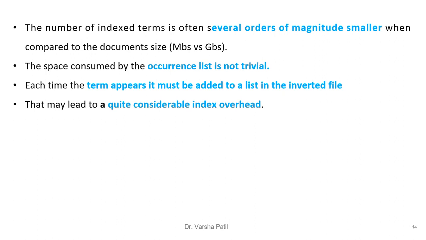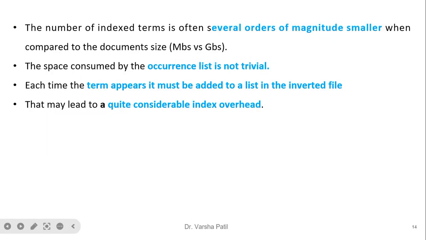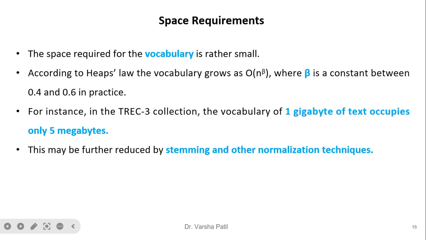The number of index terms is often several orders of magnitude smaller when compared to document size. The space consumed by the occurrence list is not trivial. For example, this is a very small file of only 2 to 3 lines. Even for large documents the vocabulary is very limited, but the word occurrences have a big trail of particular locations. The space consumed by the occurrence list is not trivial, but by the vocabulary it is trivial. Each time a term appears, it must be added to a list in the inverted file. That may lead to quite considerable index overhead.